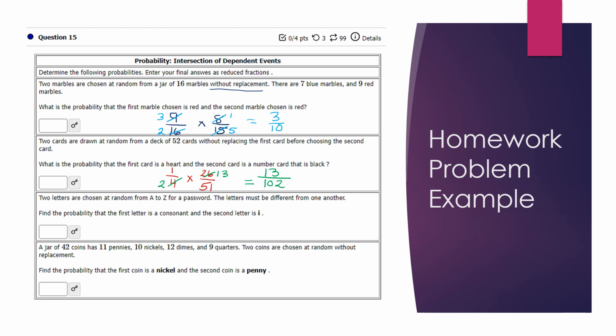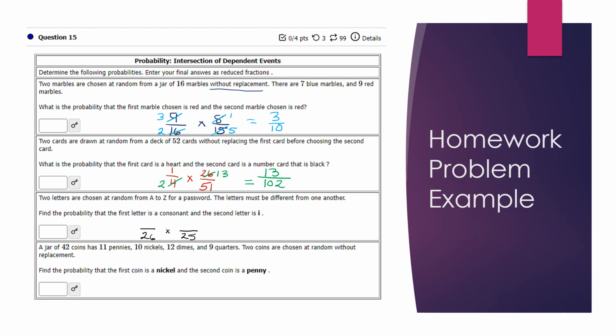For the third problem, 2 letters are chosen at random to form a password. The letters must be different. Find the probability the first letter is a consonant and the second is an I. So I'm going to start out, I have 26 letters, and then after I draw one, I'll have 25 left.